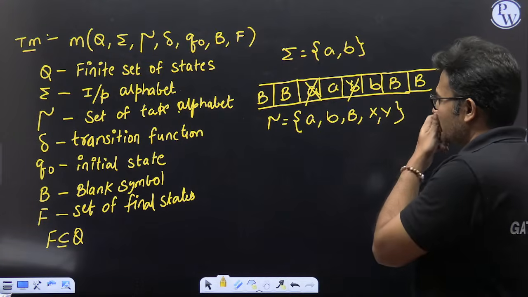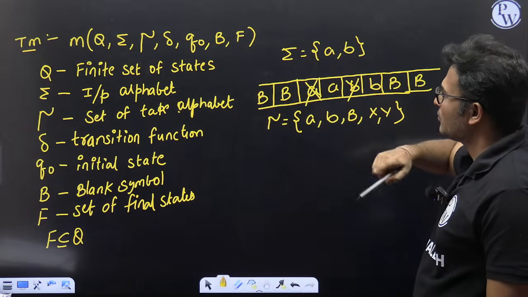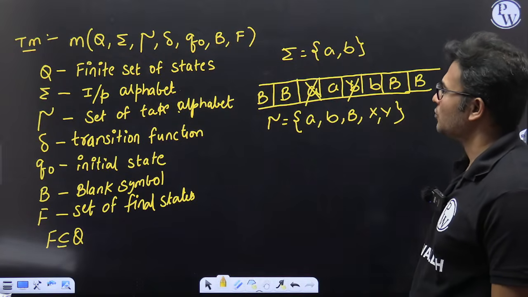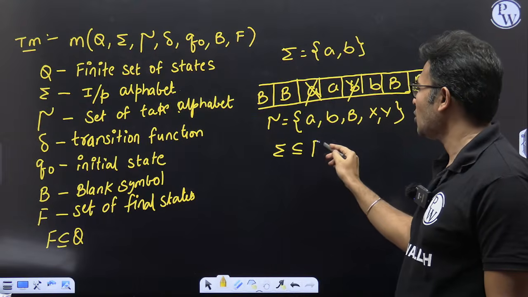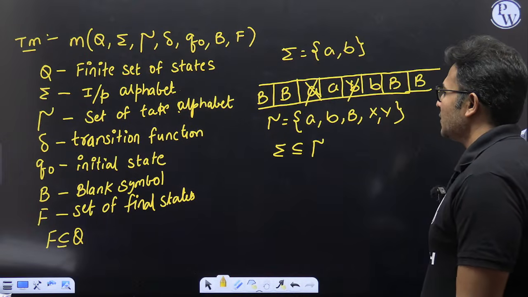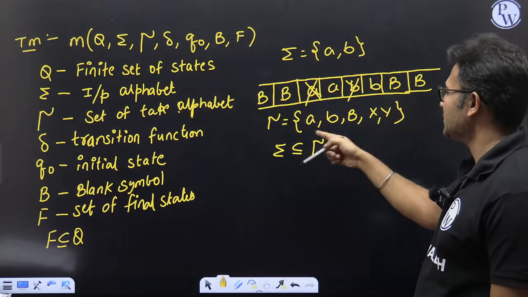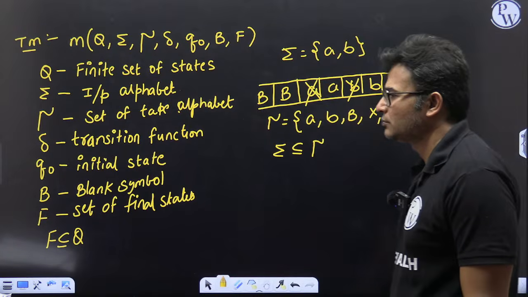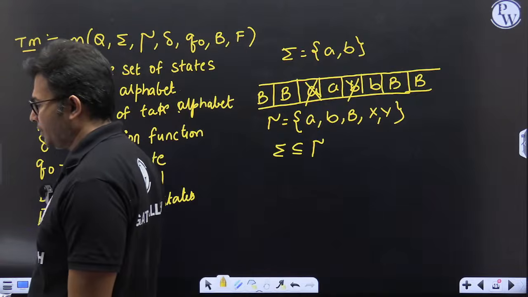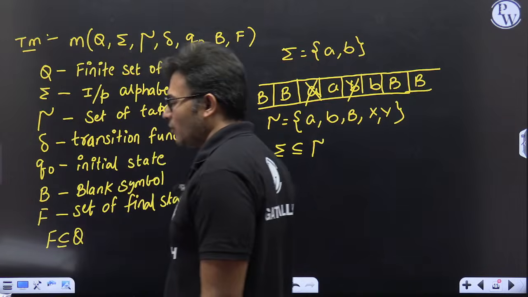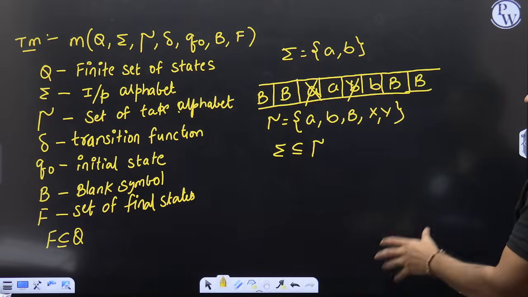So what is the relationship between sigma and tau? Sigma is a subset of tau, which means the input alphabet is a subset of the tape alphabet. So this is a Turing machine.